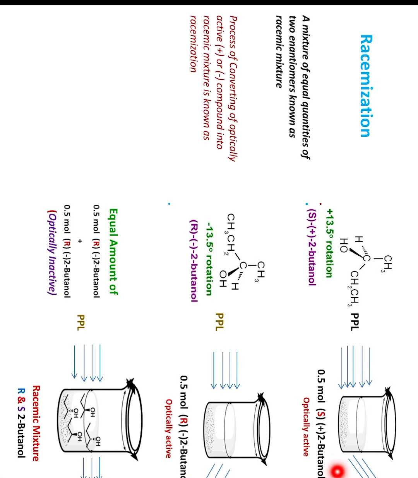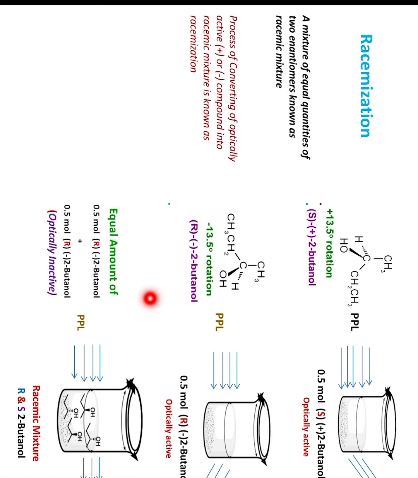So if we consider that it is rotated in the left direction, then if we put a solution of R-2-butanol in the beaker and allow the plane polarized light to pass through it, it will rotate the plane polarized light in the opposite direction. Both molecules have the same molecular formula, but they rotate the plane polarized light in different directions, and hence they are different, they are enantiomers of each other, and they rotate the plane polarized light in equal and opposite directions. They are optically active molecules.